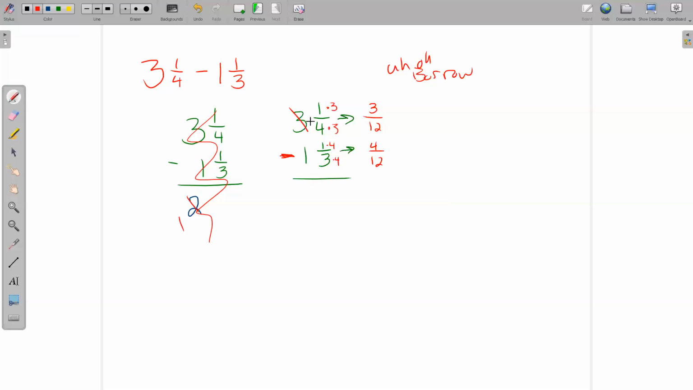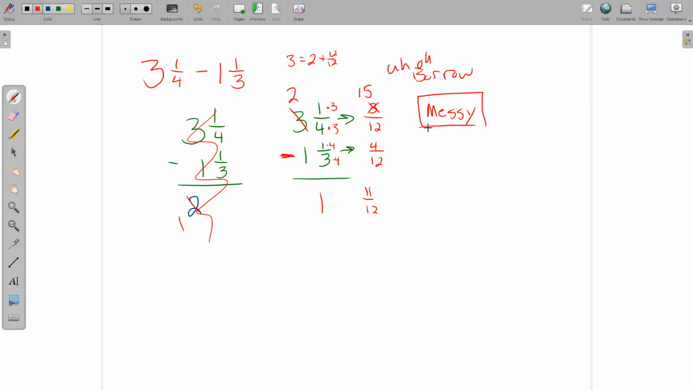Okay, so let's see, I borrow from the 3. What am I borrowing from the 3 here? 12 twelfths. I'm borrowing 12 twelfths, right? So I'm saying 3 is 2 and 12 twelfths. Combine that with my 3 twelfths here gives me what, 15 twelfths? 15 minus 4 is 11 twelfths. 2 minus 1 is 1. That was interesting. This was complicated and messy, no matter how I did it.